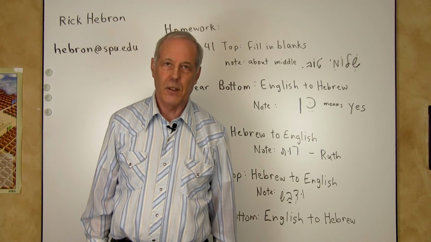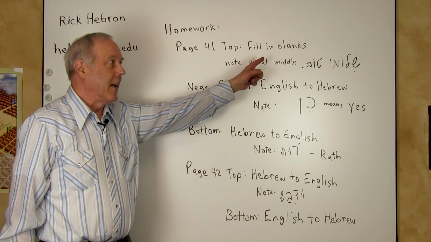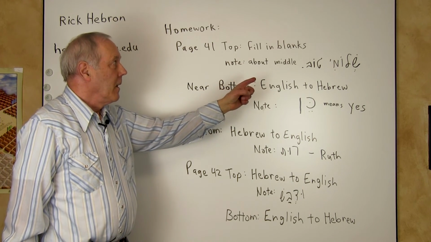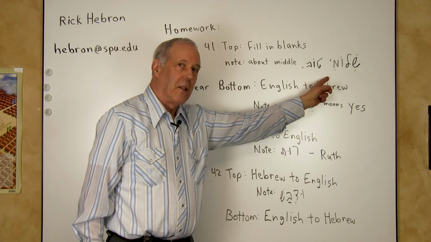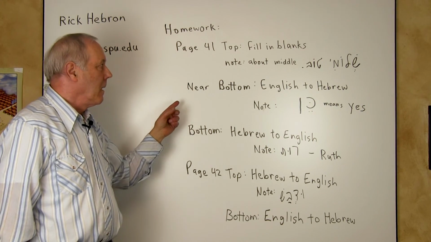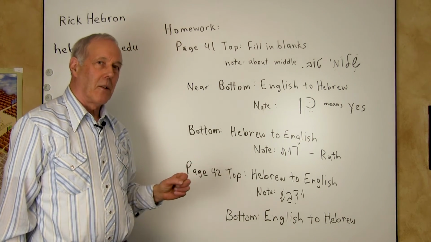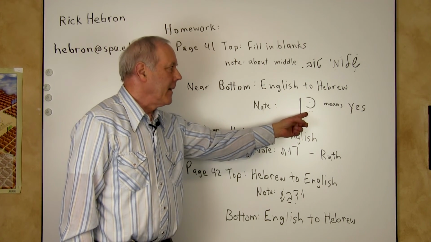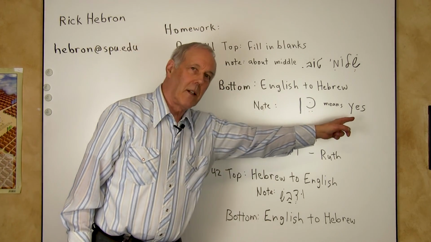Our homework for this lesson, starting on page 41 at the top, fill in the blanks. Note, about the middle of the page, they're going to want you to say, Shlomi tov, my peace is good, I am fine. Near the bottom, we're going from English to Hebrew, and they want you to write the Hebrew word for yes, which hasn't been given in the book, Ken, with a kaf. Ken means yes.